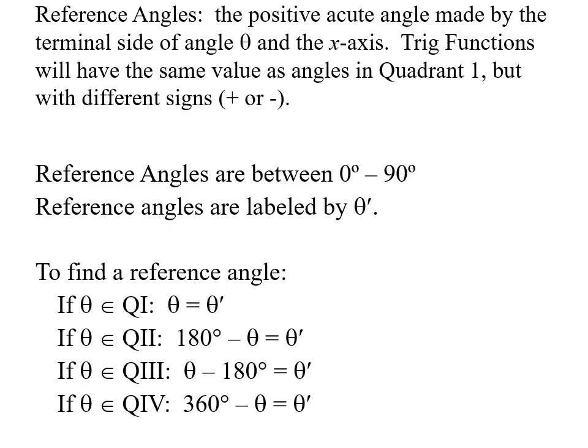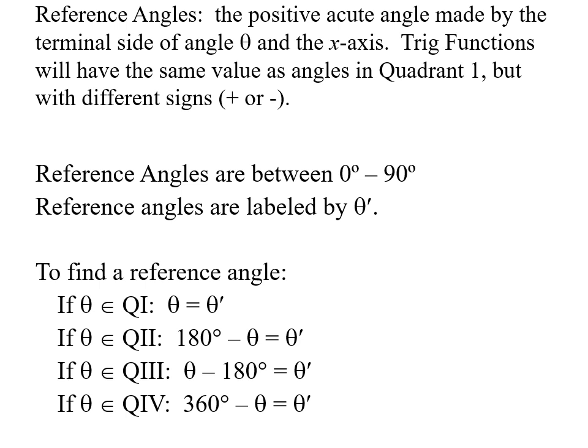So to do that, we have to come up with something called a reference angle. So a reference angle is the positive acute angle made by the terminal side of an angle and the x-axis. So trig functions have the same values as they have in the angles for quadrant 1, but the only thing that will change is either it'll be a positive value or a negative value depending on what quadrant you're in. And so we use the reference angles to make sure we're in the right quadrants. So reference angles are always between 0 and 90, and this book labels them with an apostrophe or a prime after the theta. So we usually call that theta prime.